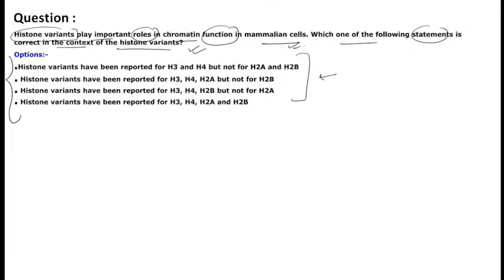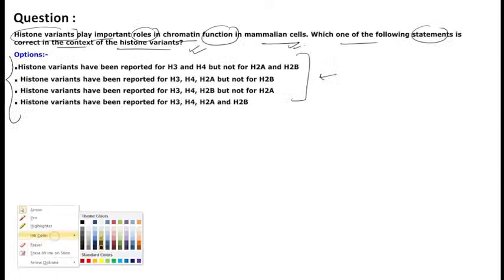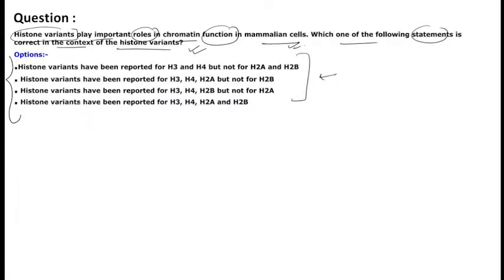Okay, let's check. The answer for this particular question is yes, option number D. So the variants have been reported for all the four: H3, H4, H2A, H2B, all the four. Okay, remember about this. Now these type of questions sometimes trick us. So make sure that you are having your factual knowledge very clear, right?